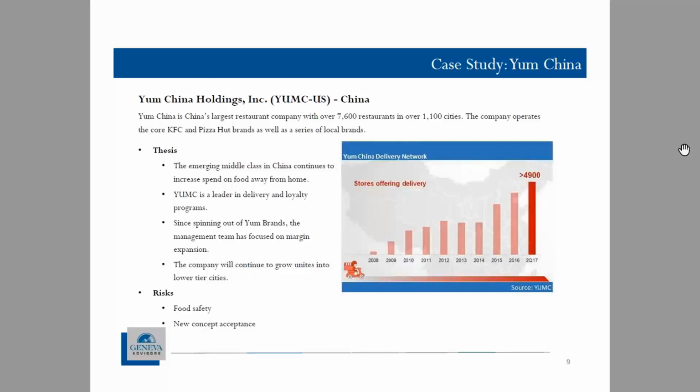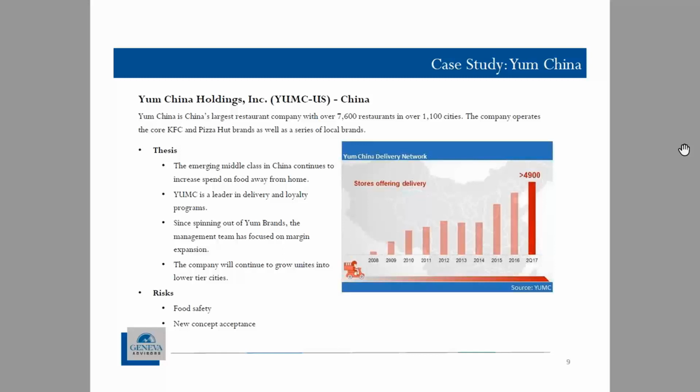Yum China operates over 7,500 KFCs and Pizza Huts throughout China. In addition, they're opening over 400 units per year and remodeling 800 units per year. What we love about Yum China is that clearly the middle class has emerged in China, and they really have an appetite to eat more food away from home.